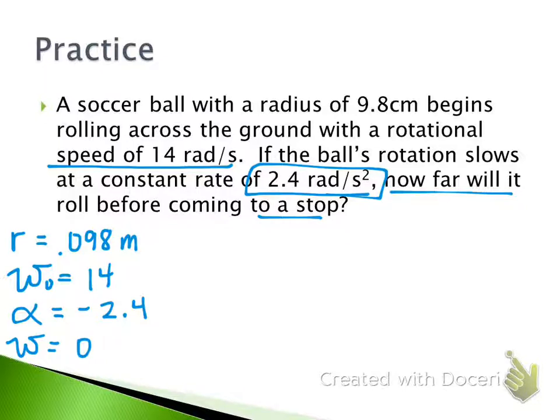So first thing we'll do is solve for theta. We want to find out how many revolutions it spun through before it came to a stop. So which of our kinematics equations could we use here? Has to be the third one because we don't have time.